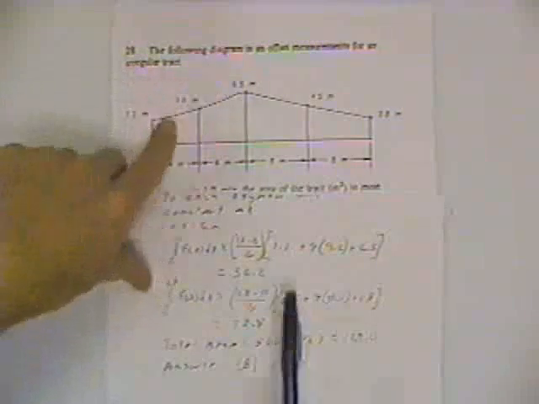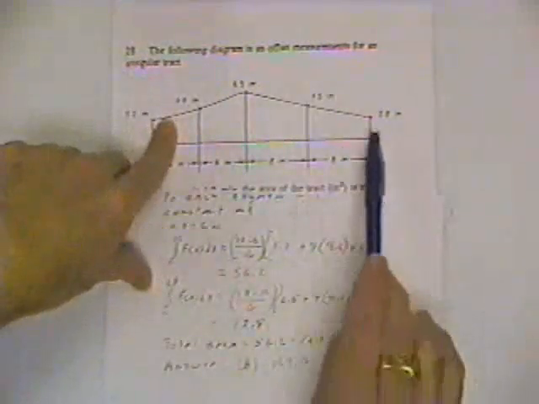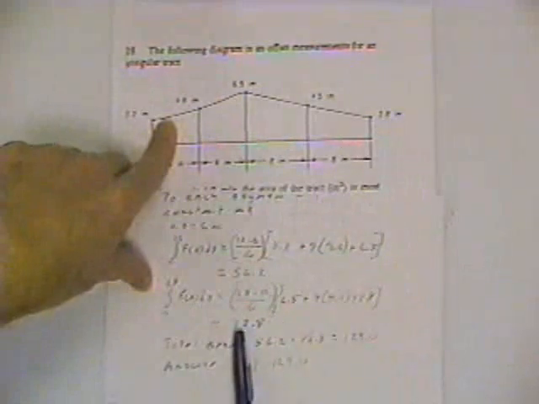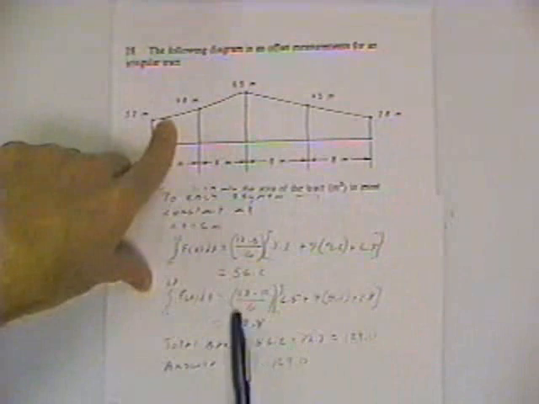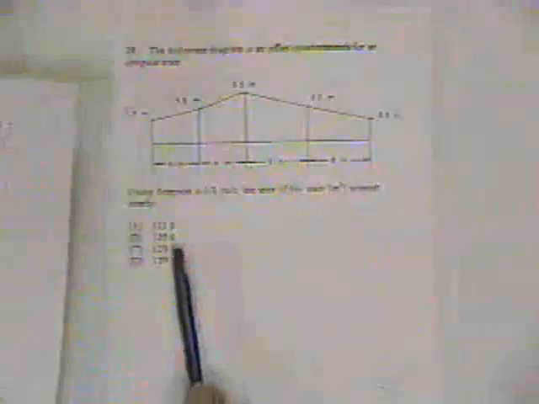Put in the first functional evaluation, 6.5, 4 times the midpoint of 4.5, plus the last one, 2.8. Carry out those calculations, you get 72.8. The overall area then is the sum of those 2 sub-areas, 129. So your answer then would be B, 129.8.